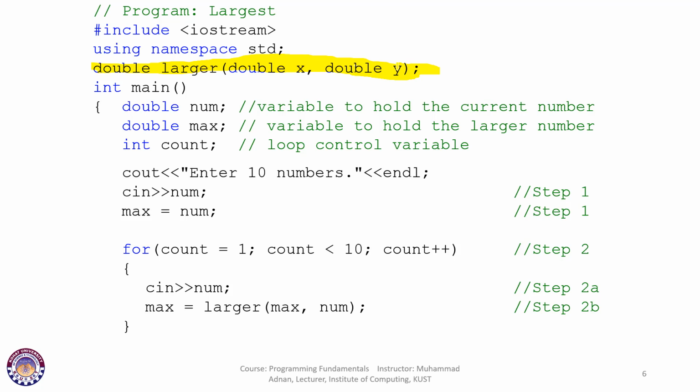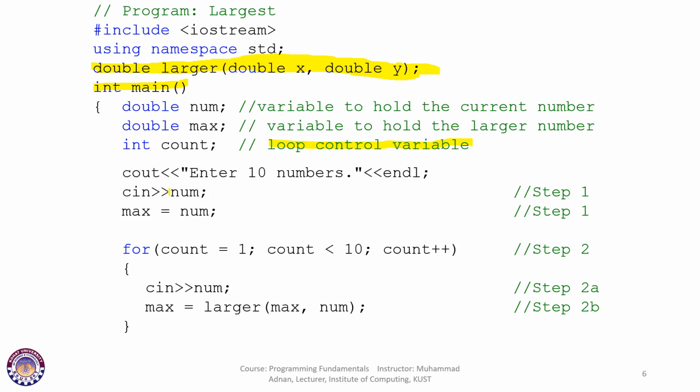So we then start the main program. Now what we do, we declare two variables: num, to hold the current number, and double max, to hold the larger number. So we have these two variables, and then we have another variable, count. What is the purpose? It's a loop control variable. So with that, we are going to tell the user to enter 10 numbers.